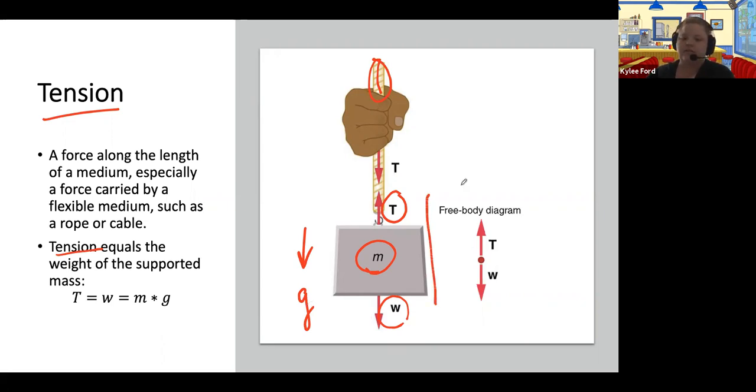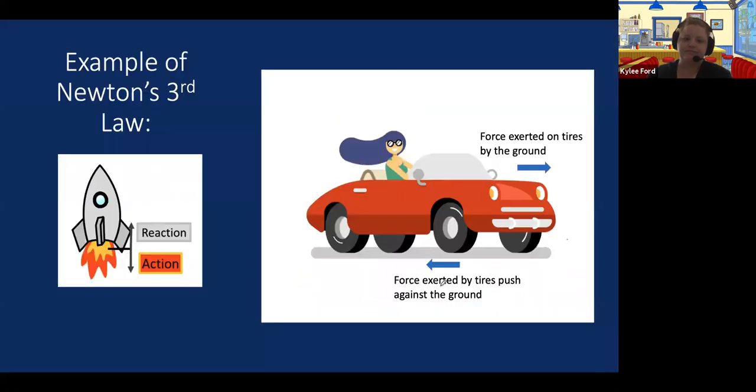Okay, and here is our free body diagram, so we don't have to draw the weight out, but you can see that it's the same idea. Now, just to get you guys to understand the third law, I have a couple examples here. So here I have a rocket that is spitting out fuel, and that would be its action. Now its reaction is going to be the lifting off. So we have two forces in play. We have our action and reaction forces.